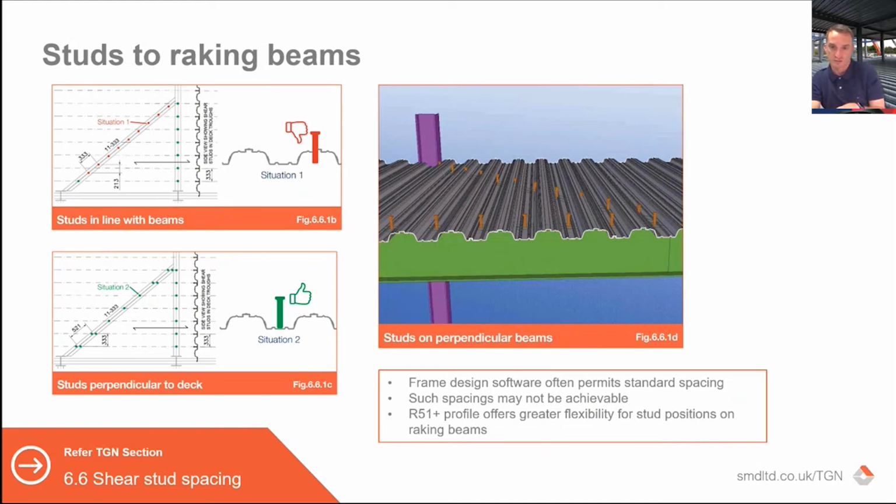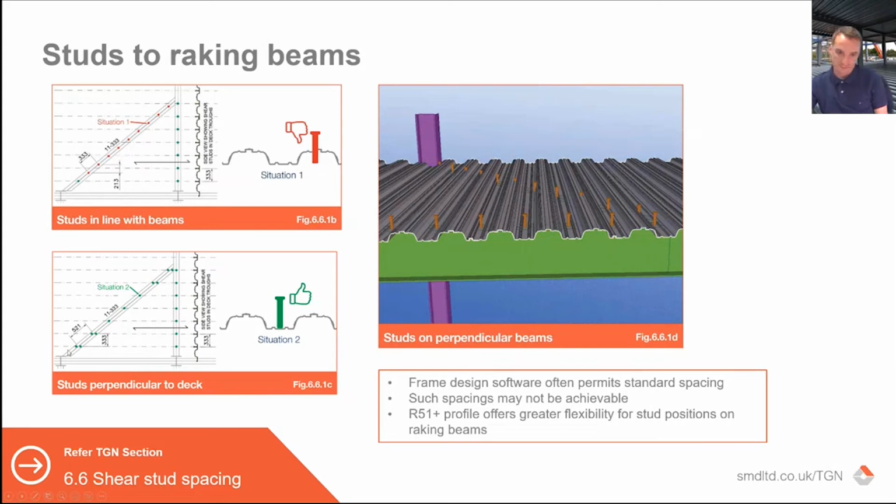The issue that causes is you do get some beams that are raking where it will try and put on one per trough. So to use the example up here, it will try and put one at 333 centers on this raking beam when the deck is spanning this direction. That isn't possible because you'd end up with this scenario where you're trying to weld studs through different parts of the profile. So to achieve a number required, you are having to double some studs up.